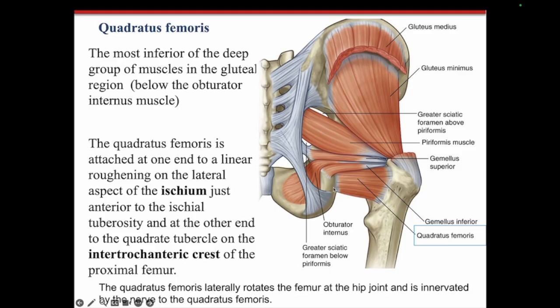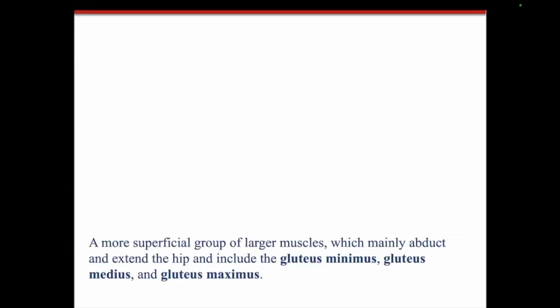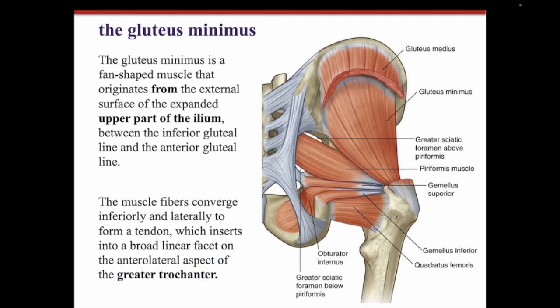It comes from the ischium and goes to the intertrochanteric crests, so you're seeing this from the back, and it is also a lateral rotator. So all these deeper muscles are lateral rotators, also assisting with abduction, except for the quadratus femoris. More superficial, you have the gluteus minimus, medius, and maximus.